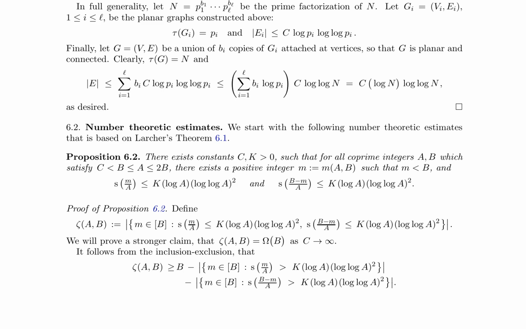integer m less than b, such that s, m, a, and s, b, m, a, are both bounded by k log a, log a squared. The proof of this proposition relies on Larcher's theorem and inclusion-exclusion arguments.